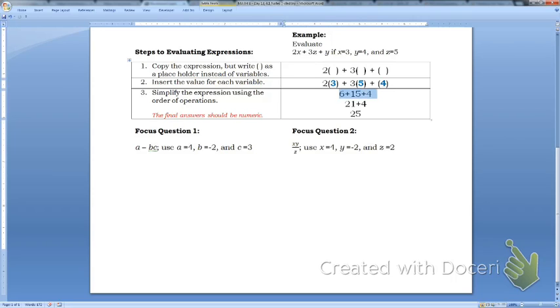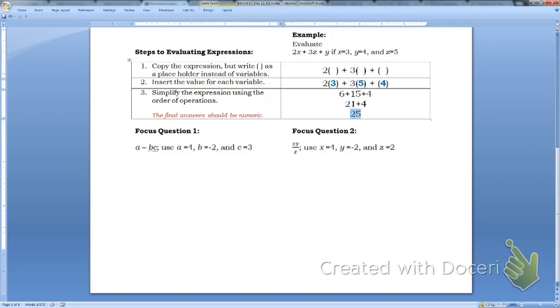Now that I have a numeric expression, an expression that contains only numbers, that's when you use the order of operations. I see 2 operations here, both addition, so I have to work from left to right. I first add the 6 plus the 15 to get the 21, and I just simply copy the plus 4. Then I only have one operation left. 21 plus 4 equals 25.